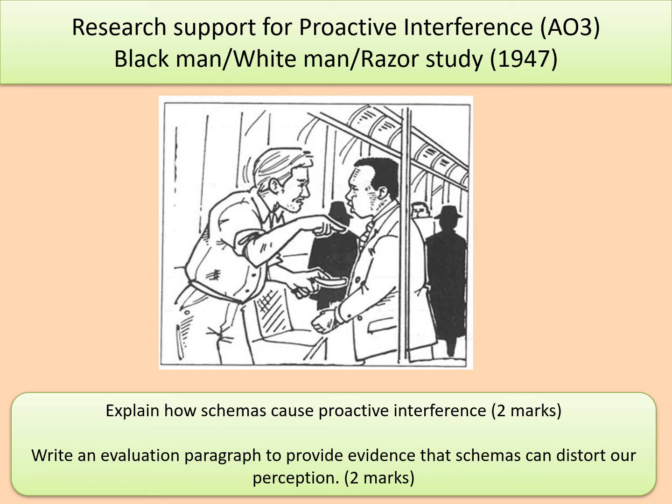So this picture is from a study by Allport and Postman in 1947 in America, and it's called the Black Man, White Man Razor Study. In the study, participants went to a laboratory and they were shown the picture. I'm not quite sure, they must have been shown other things as well. But a week later they came back to the laboratory and they were asked to describe that picture. And most people described it the opposite way around. Most people described it that it was the black man threatening the white man with the razor.